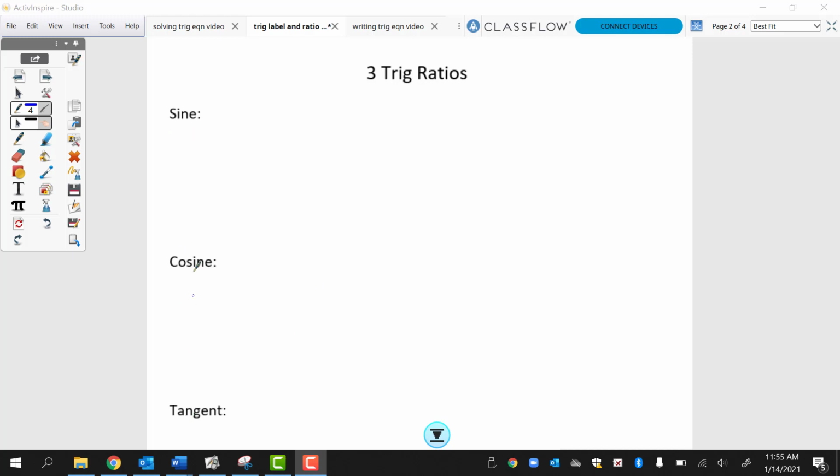So the 3 different equations are called sine, cosine, and tangent. We're just going to copy down. The sine equation is sine of theta equals O over H. That means your opposite side and your hypotenuse side. That's what you use if you're going to use the sine equation. So you're copying that down.